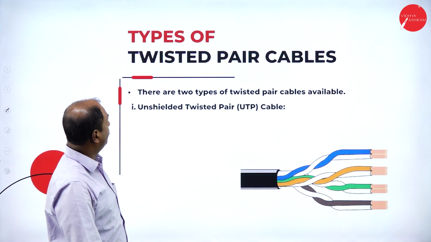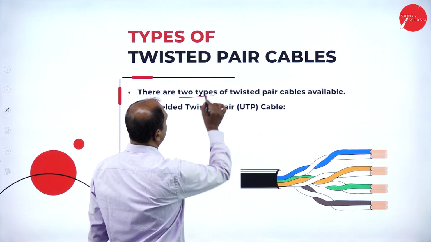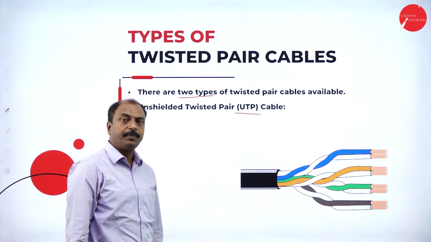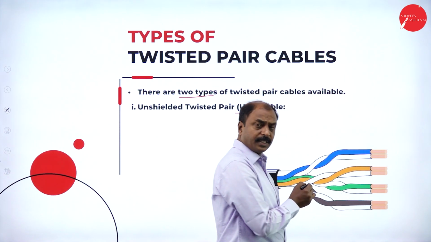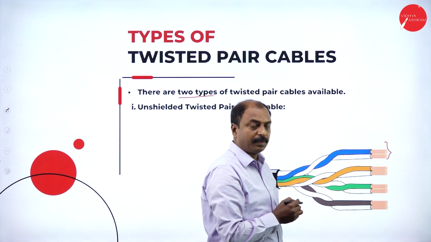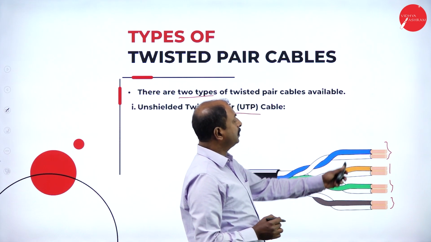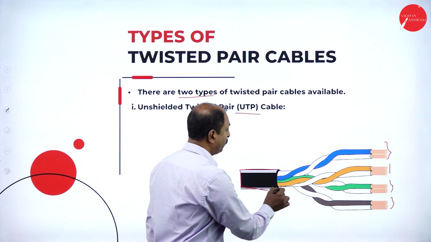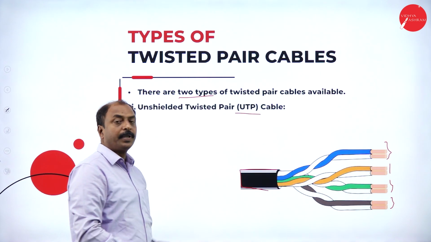In the next slide, we will see the types of twisted pair cables. There are two types. One of them is UTP cable, meaning unshielded twisted pair cable. Look at the diagram here. There are two wires twisted to each other. It forms one pair of twisted pair cable, and this is another pair, another pair and another pair. All these twisted pairs have only one shield common for all these pairs. So this is unshielded twisted pair cable.